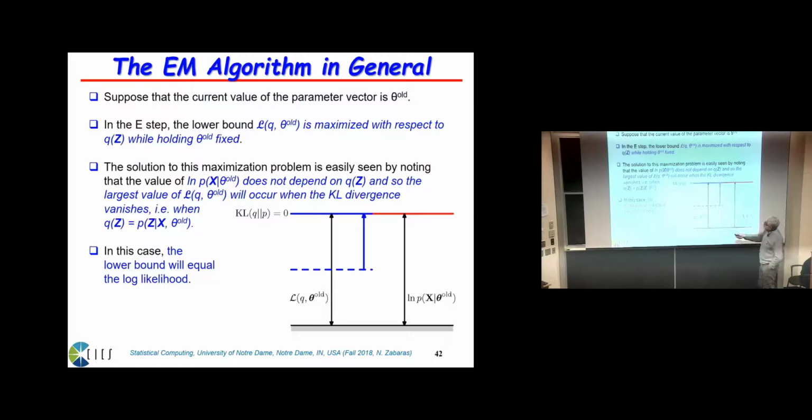So the answer is yes. I can take Q of Z to be the posterior of Z for fixed parameters theta old, which is what we did on this step. On this step, this KL distance will go all the way to 0, and the lower bound will be equal to the log likelihood. That's this step. So this step is to compute this. More generally, for other settings, the step is basically to compute the Q that maximizes the lower bound with the parameters fixed.